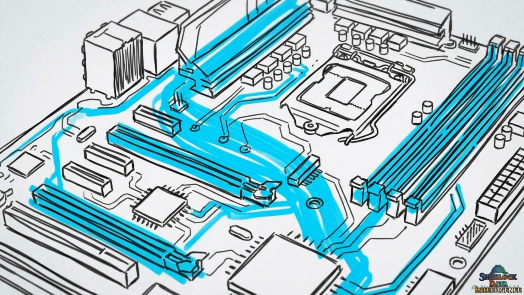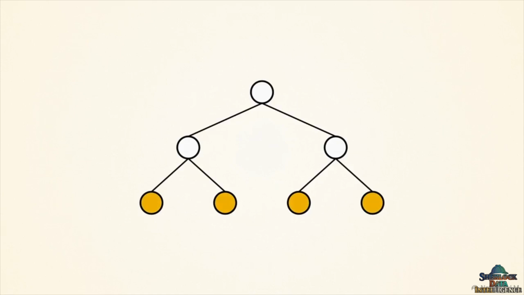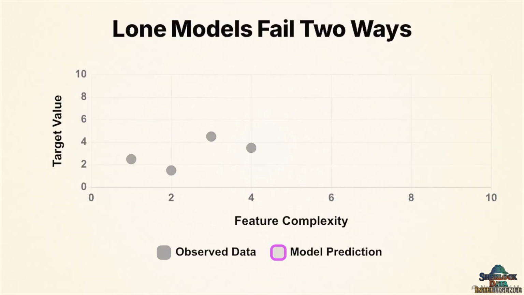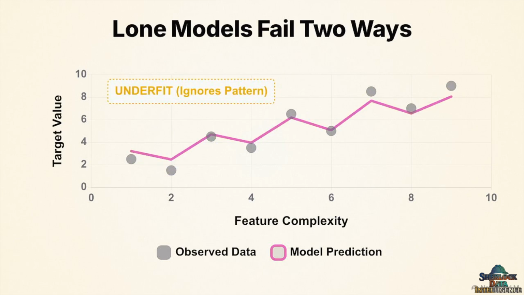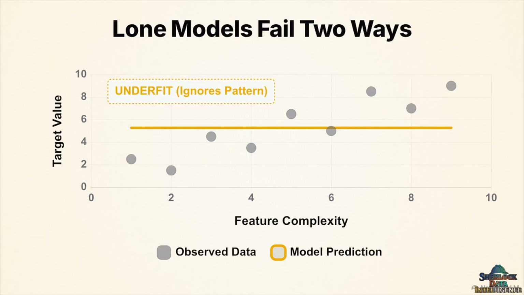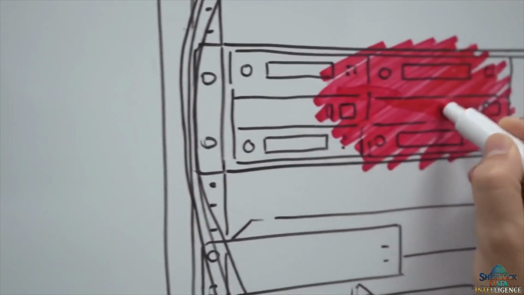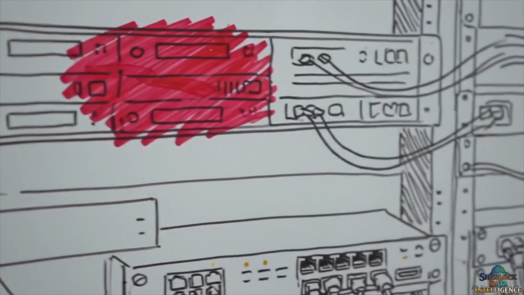In machine learning, we face the exact same problem when we rely on a single predictive model, like a decision tree, to analyze our data. A lone model is incredibly brittle. This scatter plot demonstrates the trap. The model either memorizes the noise in your data perfectly, or it is so rigid that it completely ignores the underlying pattern. How do we trust an AI system if the individual models powering it are practically guaranteed to be flawed?